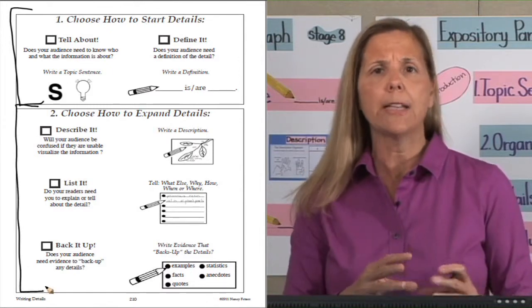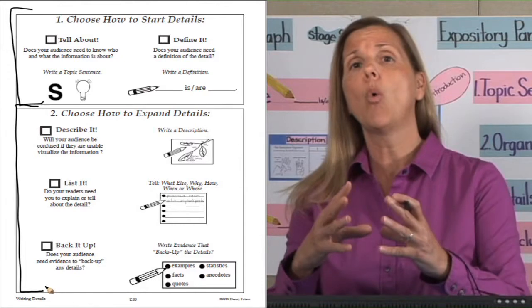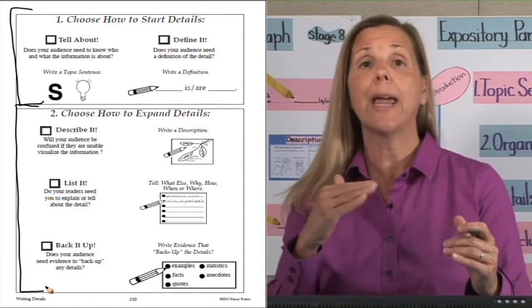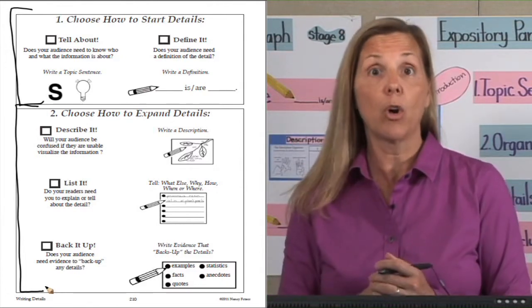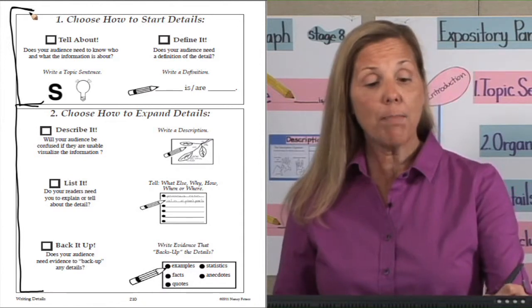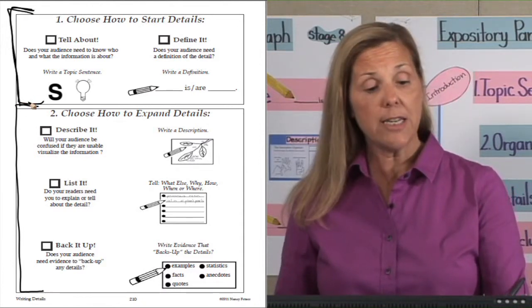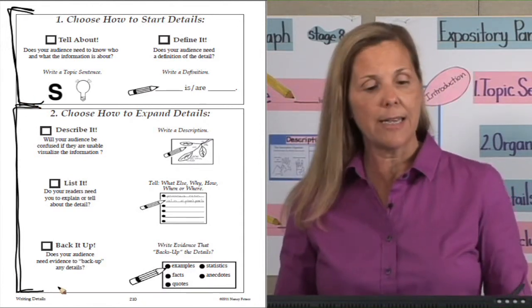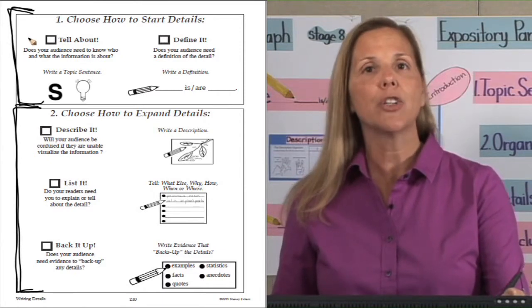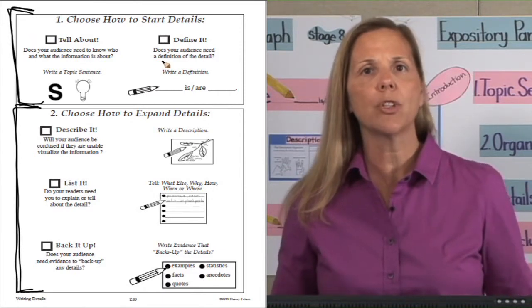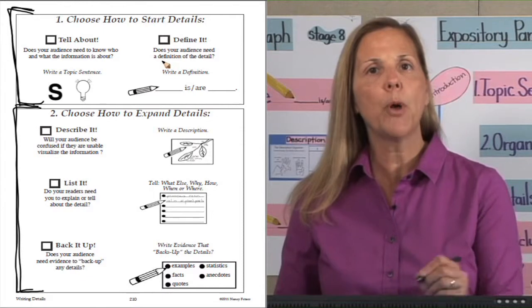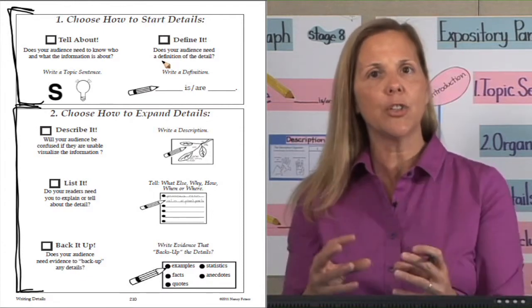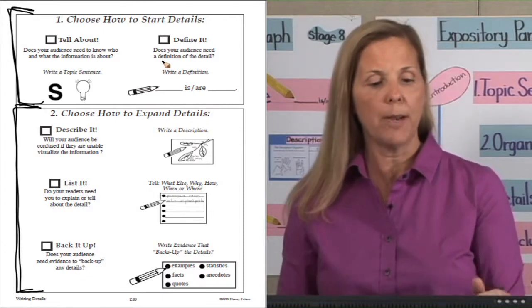This could be at just the one sentence level, or you could expand by having many sentences for one detail. The top box is for starting details, the bottom box is for expanding. In the top box, there's two different ways that you can start details. You can use both of these at the beginning of your details, or just choose one.